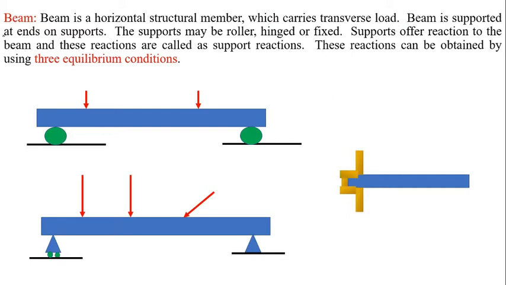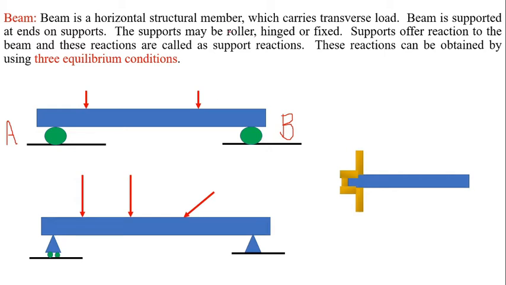Beam is supported at ends on supports. So, beam is supported or placed on supports. Here we can call the left hand support as A, while the right hand support we can designate it as B. So, this beam is supported at A and B on supports.